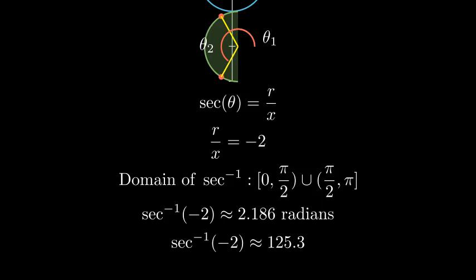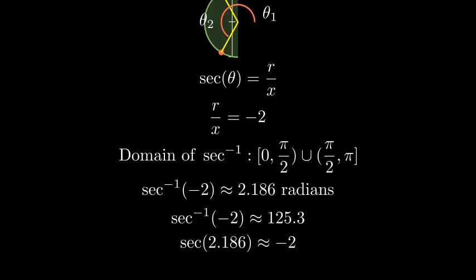To verify this answer, we can check that the secant of this angle indeed equals -2. And when we plug 2.186 into our calculator, we get secant of 2.186 approximately equals -2, confirming our answer.